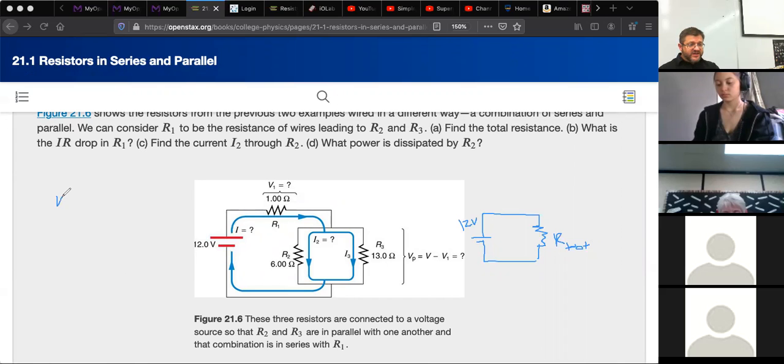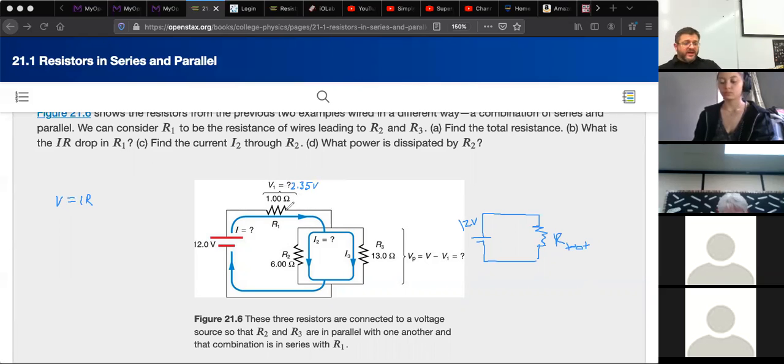Ohm's law says that V equals IR. And I know the current going through the resistor, and I know the resistance. So if I multiply the 2.35 amps times 1 ohm, then I get 2.35 volts. And that tells me that the voltage drop here is 2.35 volts because I use Ohm's law again there.